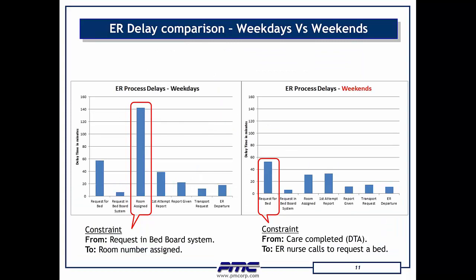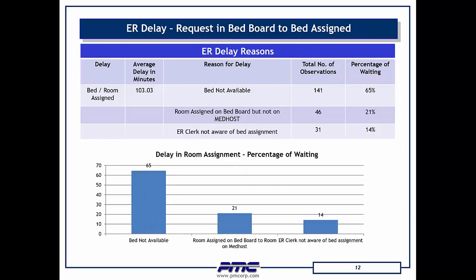Again, different constraints during the weekdays and the weekends. We categorized this data based on weekdays and weekends. As you can see, during the weekdays, getting a room assigned was the biggest constraint, whereas on weekends, making a request for bed after the care was completed was the constraint. So we looked at the biggest constraint, that is during the weekday, request for bed board to be assigned to a particular patient.